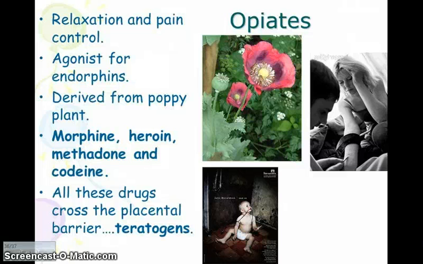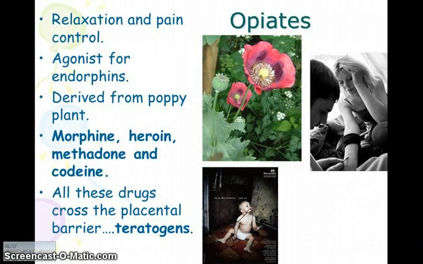Opiates is the last category we'll look at. Opiates, including things like morphine, heroin, and codeine, all involve relaxing the body. It's a relaxation and pain control. Opiates act as an agonist. In other words, they mimic the endorphins in our own body. Endorphins are like painkillers in our body that relax us, try to deaden the pain, and basically take our mind off of whatever the cause of the pain is.